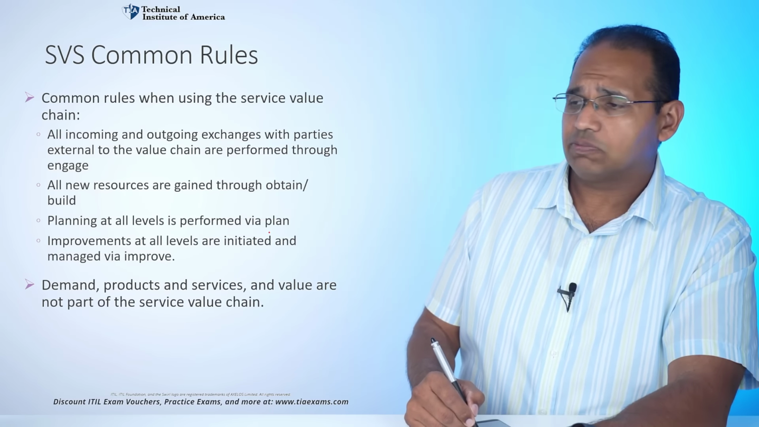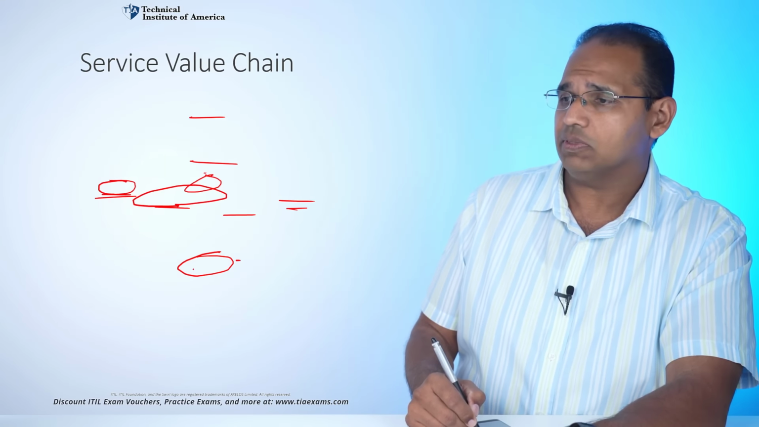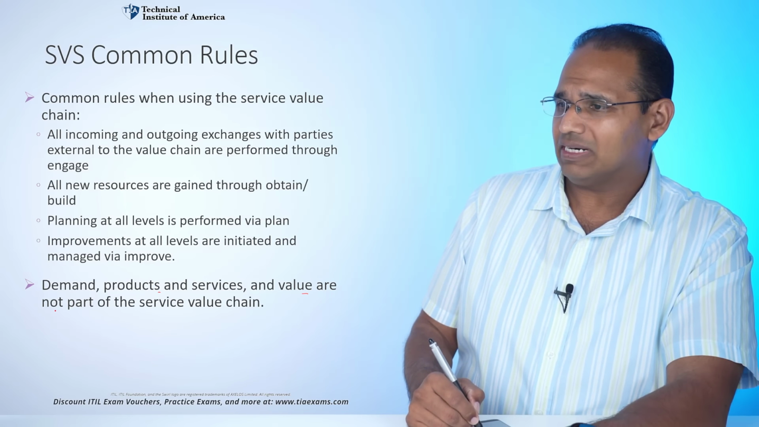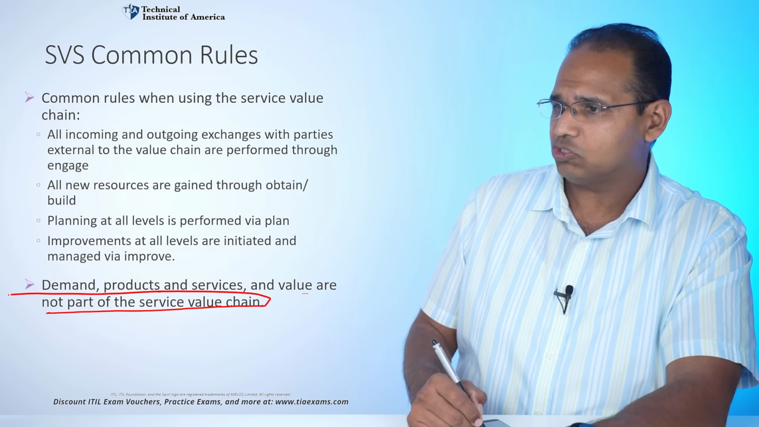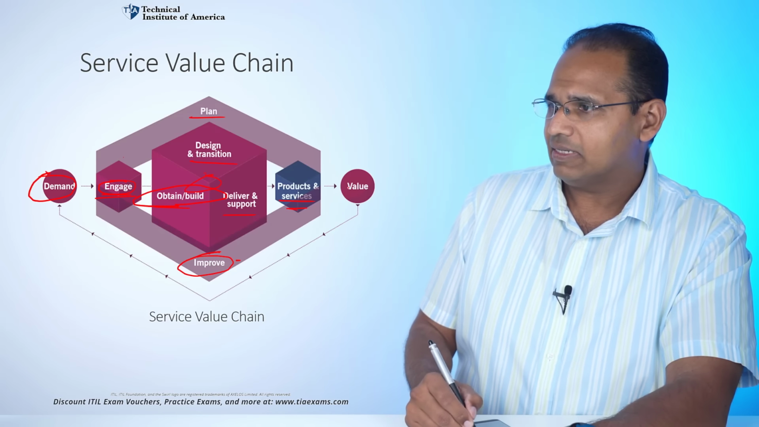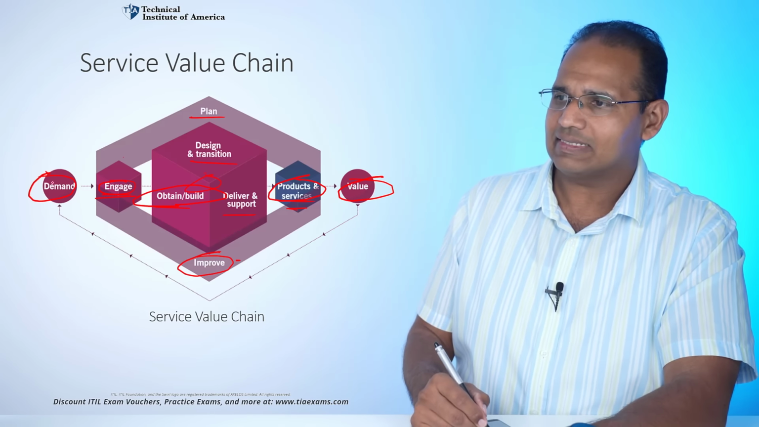Planning at all levels is performed via plan. Yes. Improvement is initiated through improvement. Sure. Demand, products and services and value are not part of the service value chain. So even though this diagram has demand, products and services, and value, that's not part of the service value chain. It's just these 6 activities.